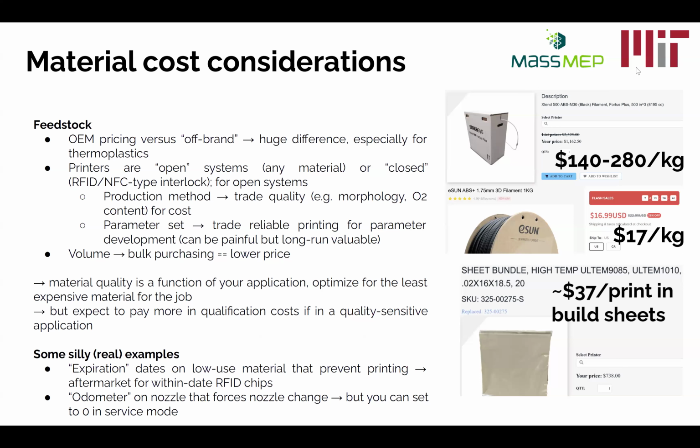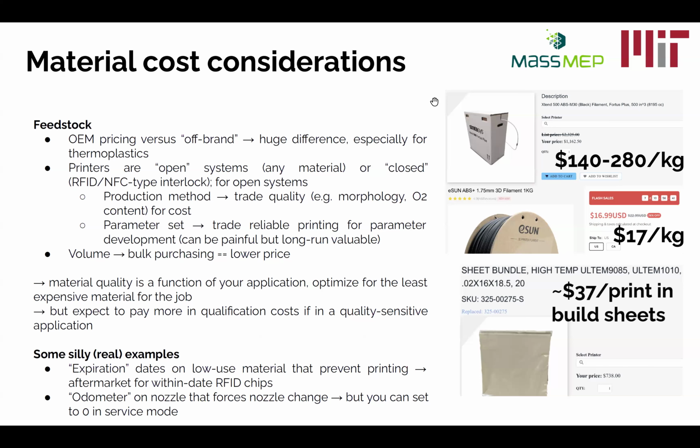And then, like with all things, the more you buy, the better the deal. So bulk purchasing is a huge thing in additive. If you're buying 1 ton of ABS versus, in this case, several kilograms, you can expect it would be cheaper than the $17 on the bottom, and then you would be getting a great deal.